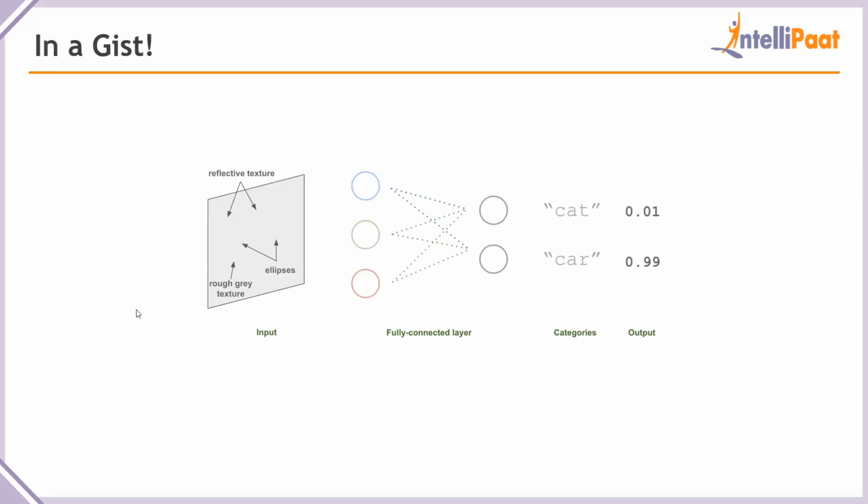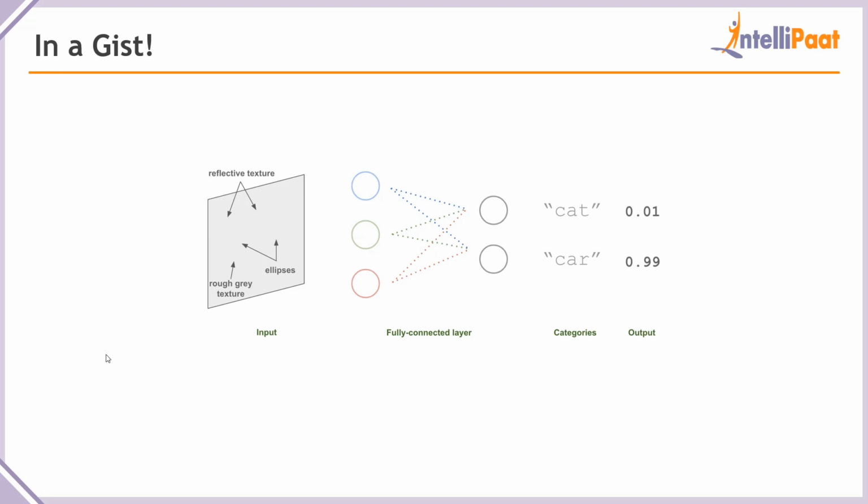Alright, now to understand all of these processes that we have looked at, here is an image in a gist. The input is where your computer can figure out something like, hey, this looks like a rough gray texture. This is an ellipse, or this is something like a reflective texture. This is a wheel. This looks like a rectangle. This looks like a structure of a pipe, whatever it is. So something like this will be the input that you actually provide, and your computer can figure this out.